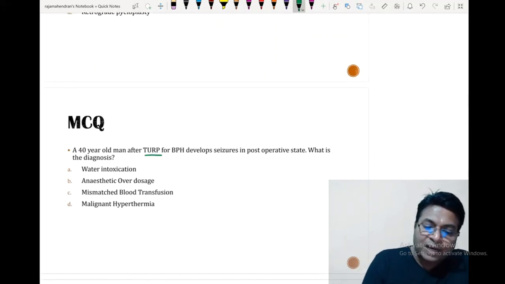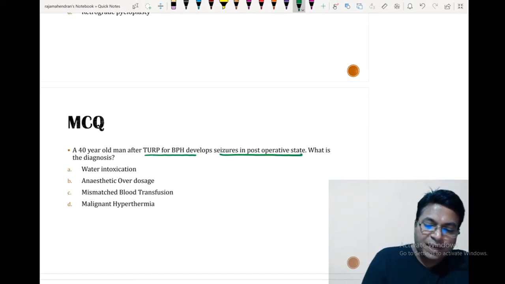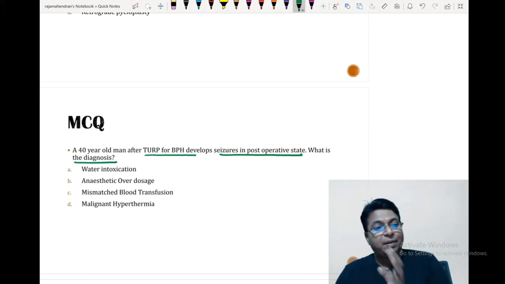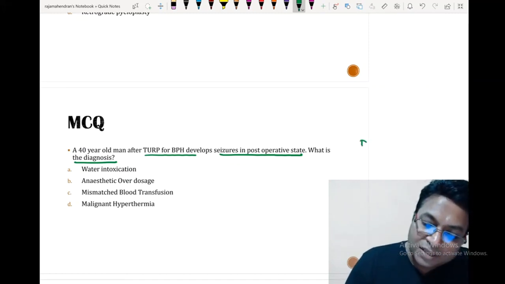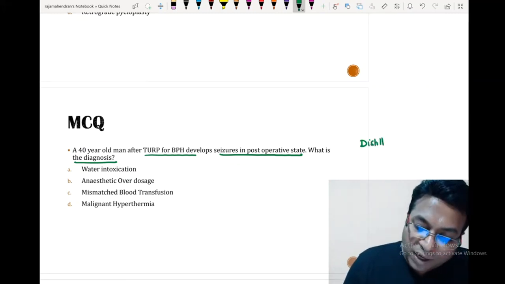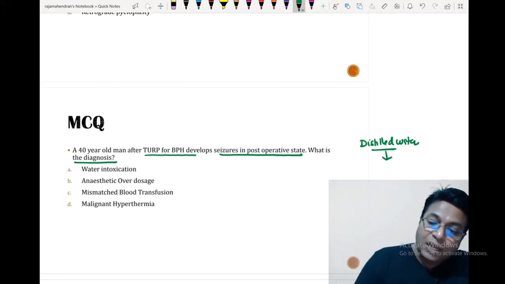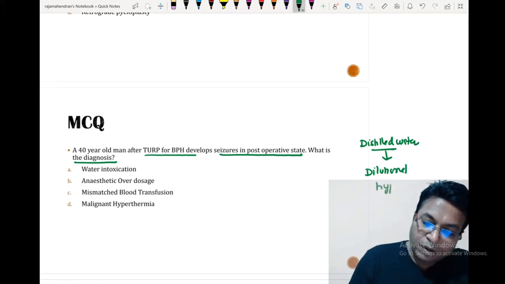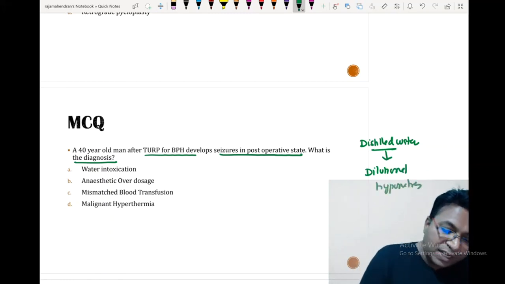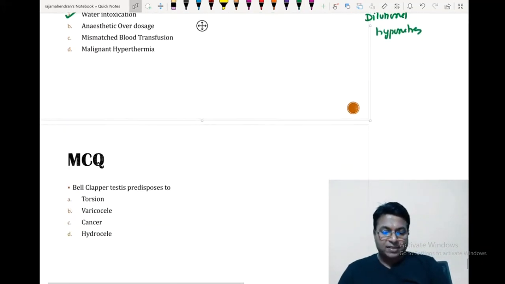A 40-year-old man after transurethral resection for BPH develops seizures in the post-operative period. What is the diagnosis? This is a repeat MCQ. The patient was done transurethral resection of prostate and during surgery they used distilled water. Because distilled water is used, that will be absorbed in the body and the patient will develop dilutional hyponatremia. This is known as water intoxication, and that is the answer for these cases.